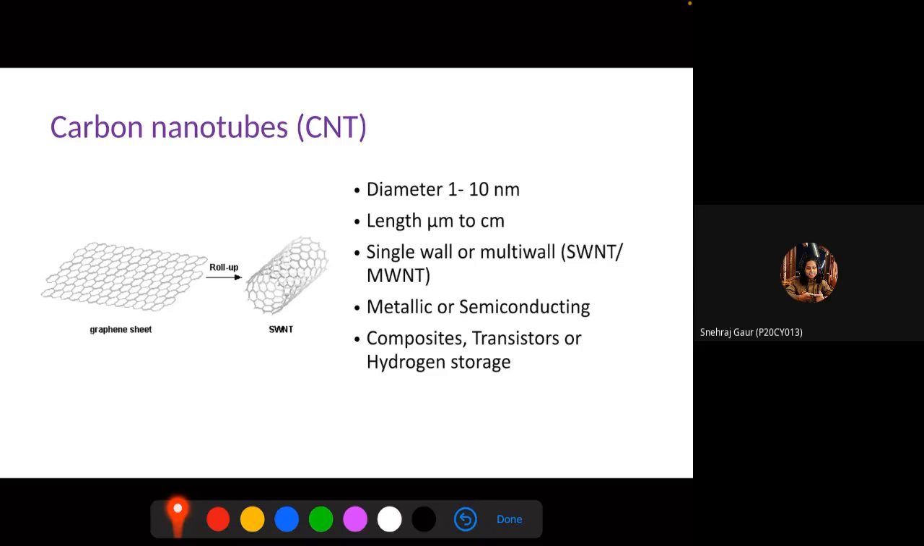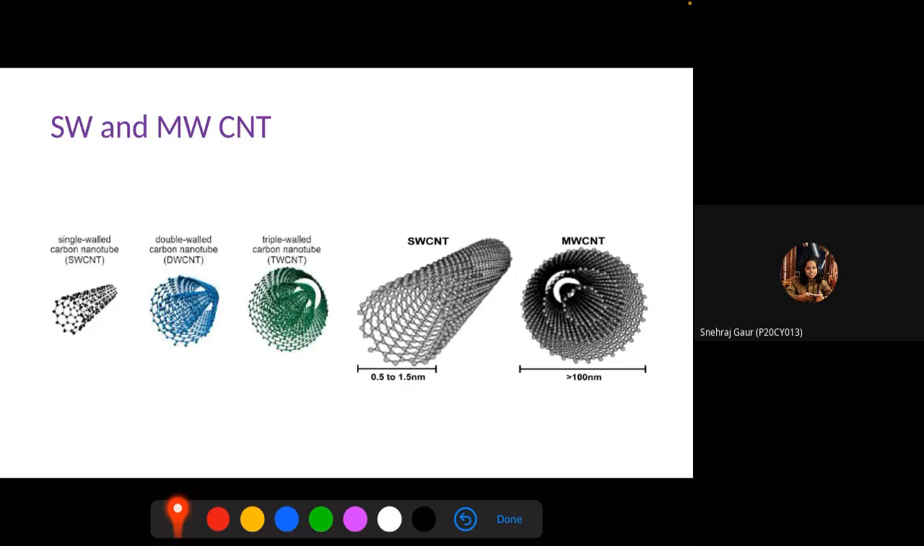So these are some of the pictures which you see here: the single walled, then double walled, and you can have triple walled. So basically, if you have more than one wall, you can call it a multi-wall carbon nanotube. You can even have a multi-wall carbon nanotube with more than 100 nanometer diameter. Again, in one single wall carbon nanotube, the bonding is sp2 hybridization. But due to the van der Waals interaction, you get this multi-wall carbon nanotube as well.